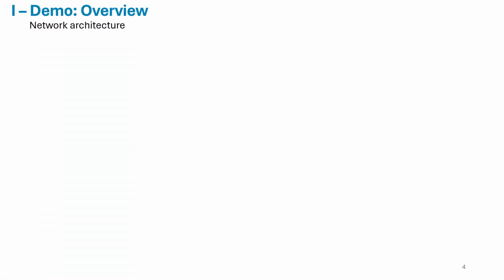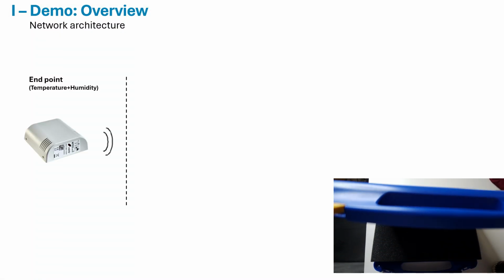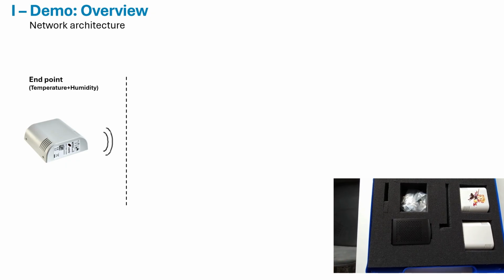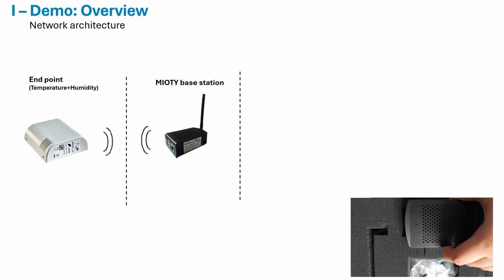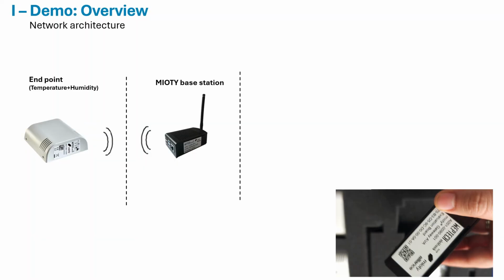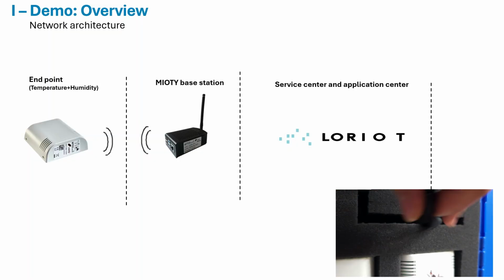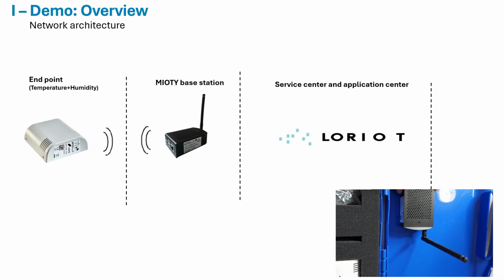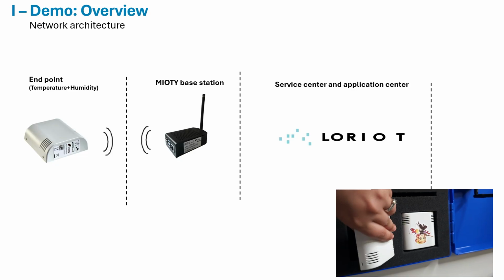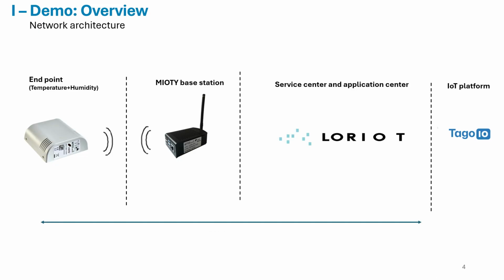In our demo, we will be using a temperature and humidity MIOTY endpoint, which will be sending temperature and humidity data to a MIOTY base station. I'm using here the AVA1 WebTech base station. And then I chose to use LORIOT, which is two-in-one, a service center and application center. After passing through LORIOT, the data would be decrypted and forwarded to our IoT platform, TagoIO.